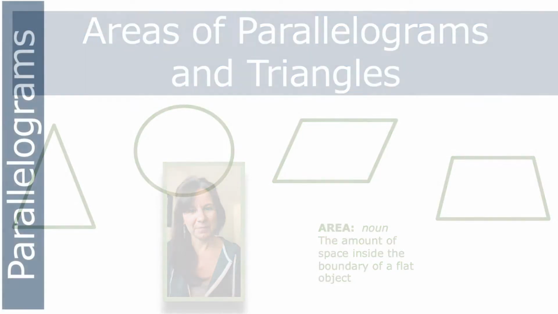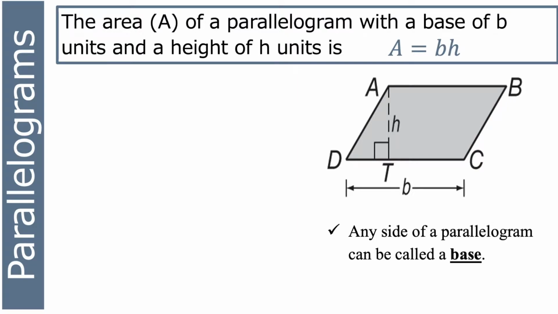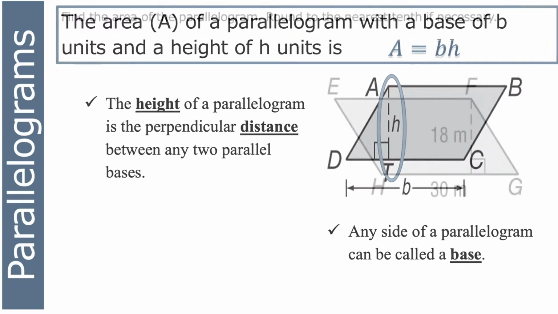Here we go. The area of a parallelogram with a base of b units and a height of h units is base times height. Now, any side of a parallelogram can be called a base, and the height of a parallelogram is the perpendicular distance between any two parallel bases.